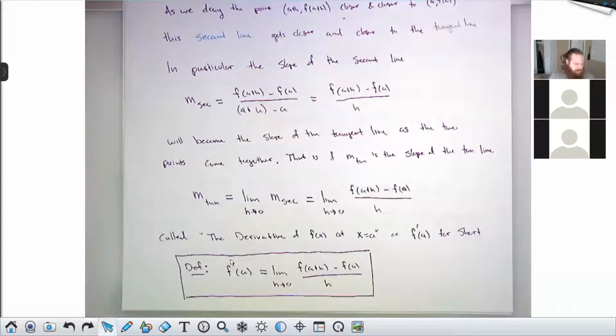All right. So if you want the slope of the tangent line, that is f prime of a. And the way you calculate f prime of a is in terms of this limit. You just crunch out this limit. To crunch out this limit, you need to know the function f, and you need to know the number a. So let's look at an example or two.